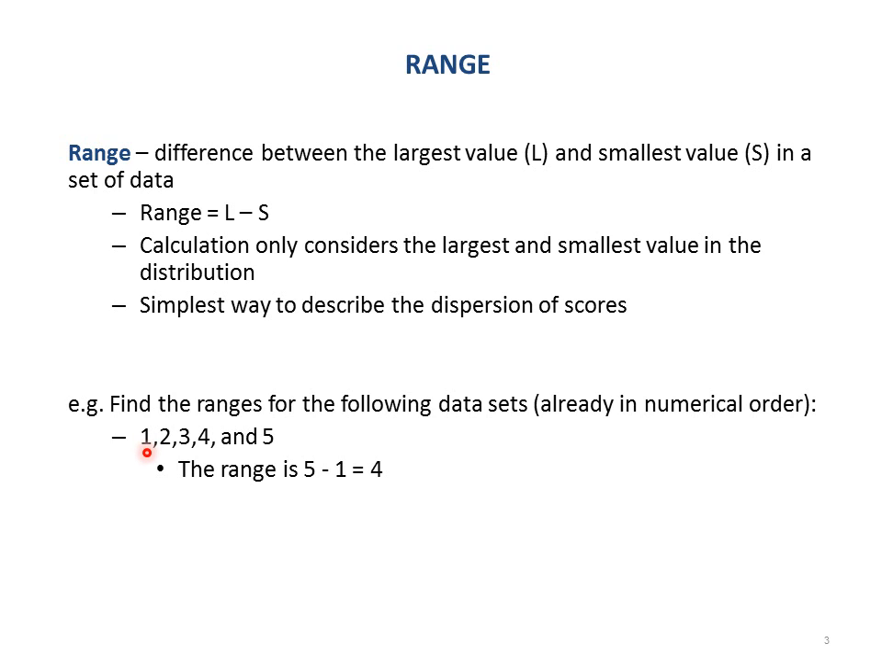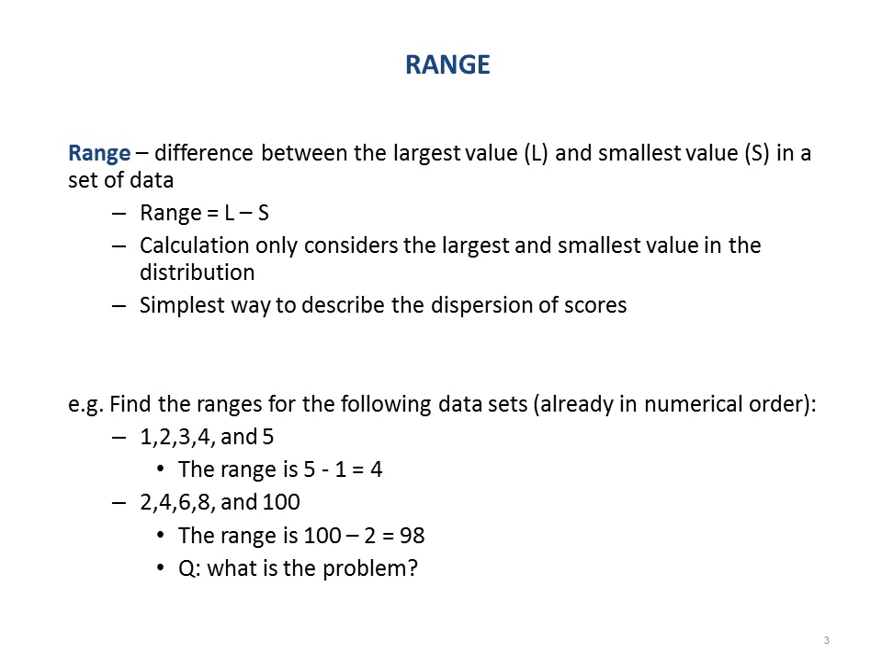Now let's look at this example. We have a data set of 5 numbers, 1, 2, 3, 4, and 5. And the range should be 5 minus 1, and it's 4. If I'm asking you to compute the real range, it should be 4 plus 1, and it's 5. Here's another example. Another data set of 5 numbers, 2, 4, 6, 8, and 100. And the range is 100 minus 2, and it's 98.